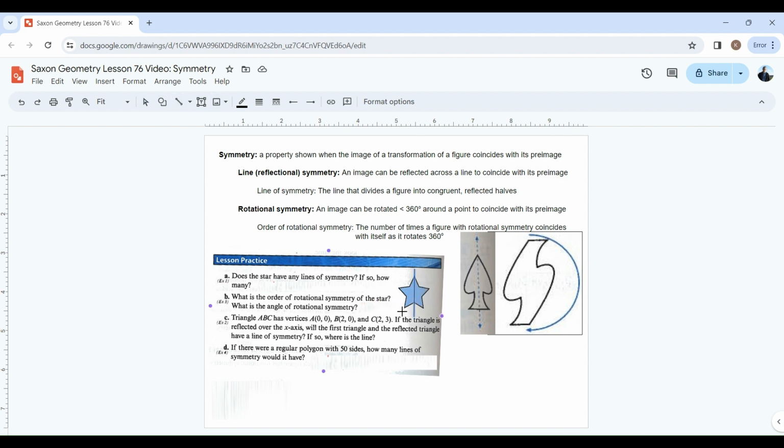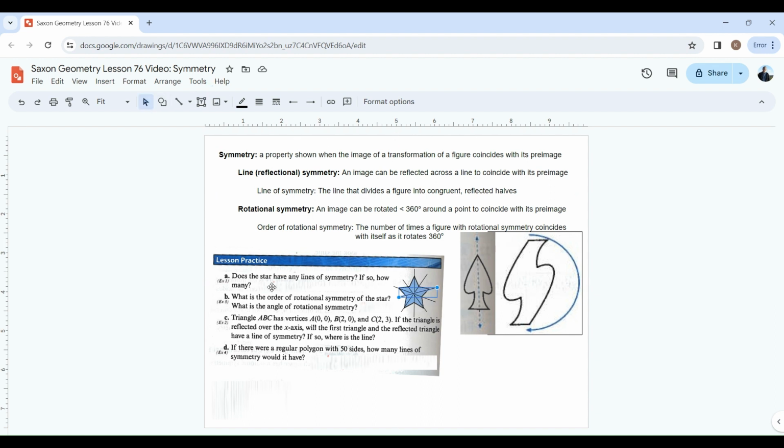Can I draw any more of those? Well, I could draw one like here, and one like here. Okay. I could also draw one like right here, and one right here. There's a total of 5 lines of symmetry in this figure. 1, 2, 3, 4, 5, without double counting this one.